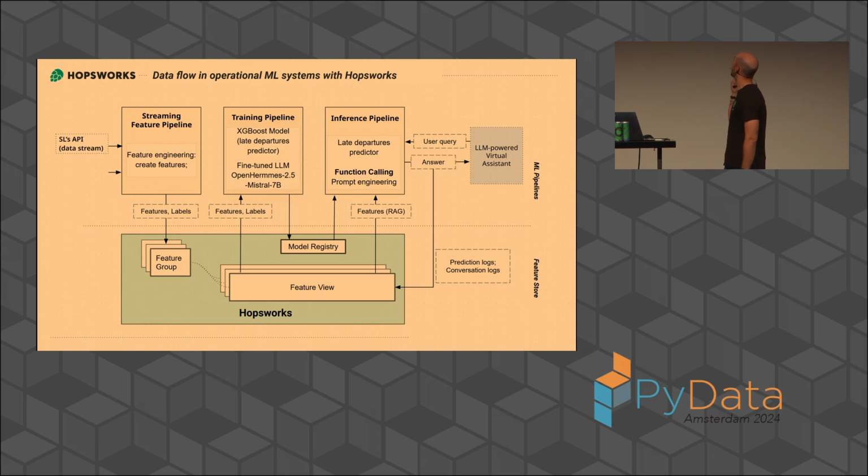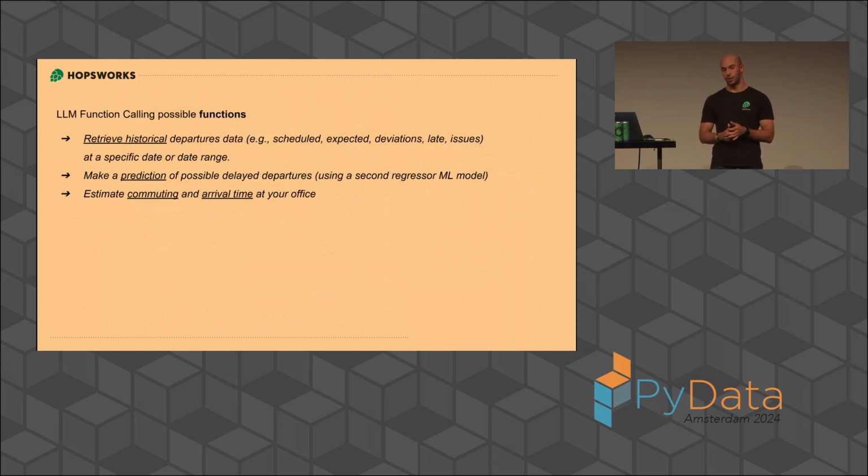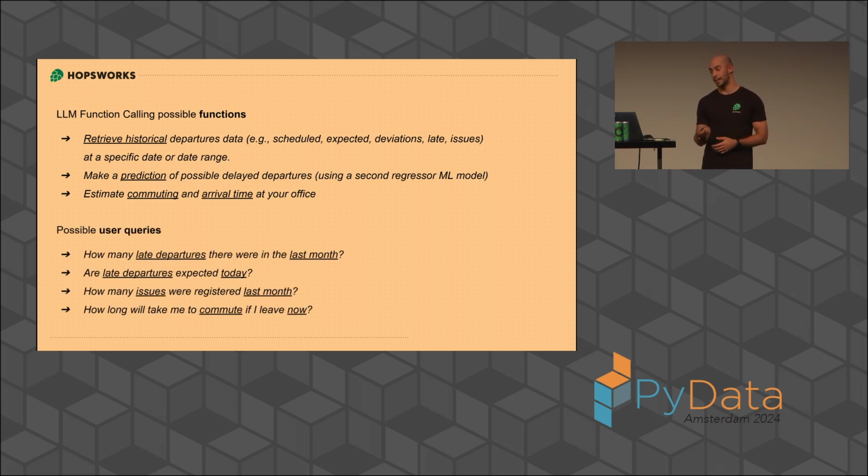Finally, the inference pipeline, where we will have this late departure predictor model running in a deployment. On the other hand, we have the assistant backed with an LLM and also configured with function calling. A possible function that we can add to our assistant would be one to retrieve historical information about the departures. So we can ask questions, for example, how many late departures were there last month or last year, and things like that.